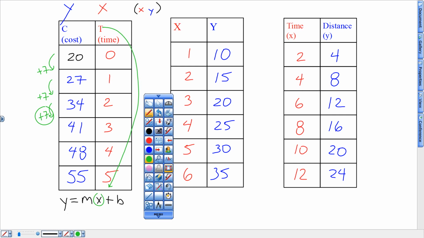Sorry for all those little random arrows. But again, here we go. Knowing that we're not using y anymore. For this problem, we're using c. We're not using x for this problem. We're using the variable t. That b number right there, I know whenever x is 0, whatever that number is next to it is the y-intercept number. That's going to be 20. And then I know that m number, my rate of change number, that's going to be 7.